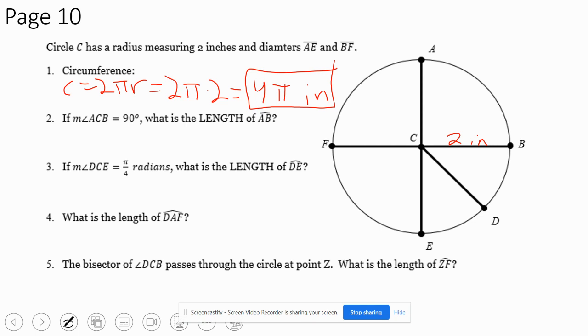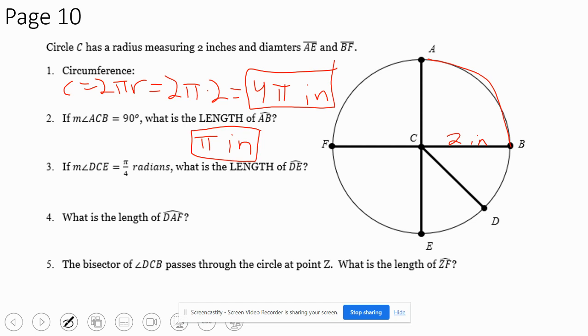And then you're given the measure of angle ACB as 90 degrees and asked to find the arc length. I could plug in to the formula for arc length here. This is one of those cases where it probably makes more sense to just consider this as a fraction of the circle. 90 degrees, right? What fraction of a circle is that? Right? That's a quarter of the circle. So that arc length is a quarter of the circumference. So if the circumference is 4 pi, right? You take that, you divide by 4, and the length is just going to be pi inches.